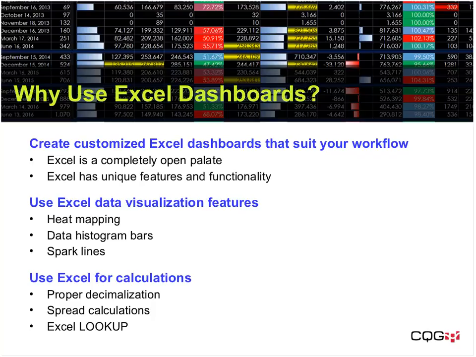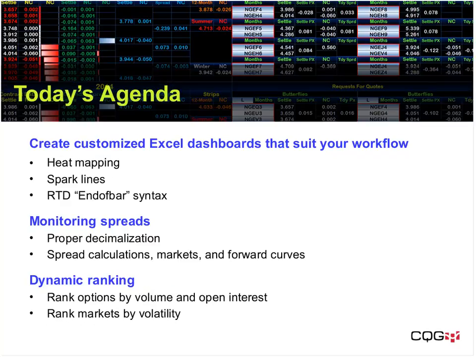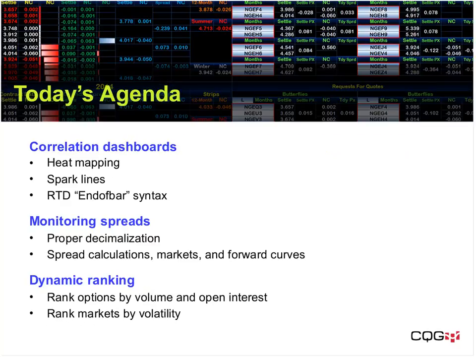And you can use Excel for calculations, for getting the proper decimalization, for like spread calculations, things like that, forward curves, as well as Excel has a really nice lookup function that helps you do things for ranking. So today I'm going to be going over some of those features, and I'm going to be working both from screen captures and from some Excel spreadsheets to show you the formulas that I actually use to make my dashboards really look like trader screens. So I'll be looking at some correlation dashboards to show you those features. I'm going to show you some of my spread dashboards and how I use some techniques there just to make it easier again to use.